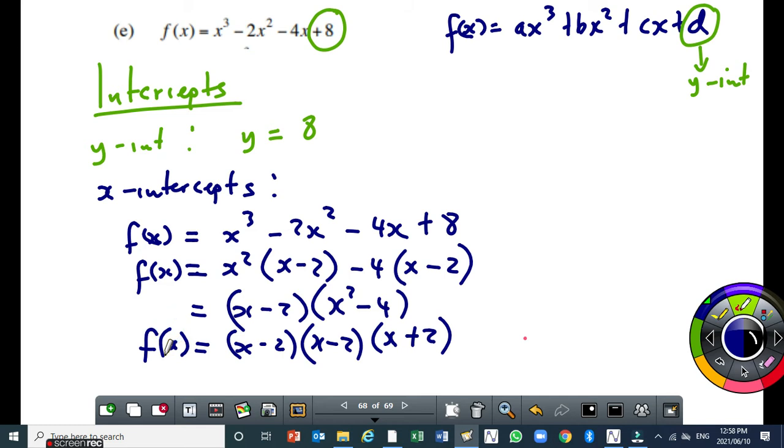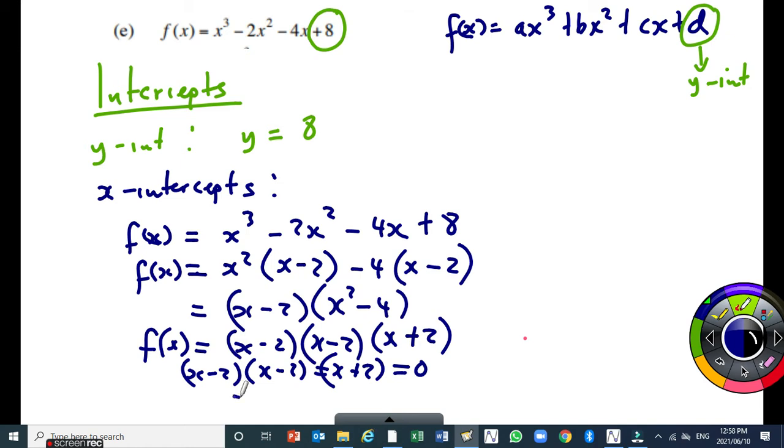Then your x-intercept, you equate f of x to 0: x minus 2 times x minus 2 times x plus 2 equal to 0. When you get that, it means x will be equal to 2 twice, because there's x minus 2, x minus 2. Or x is equal to negative 2.